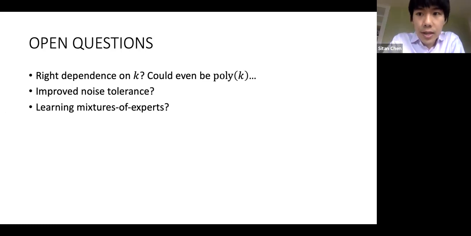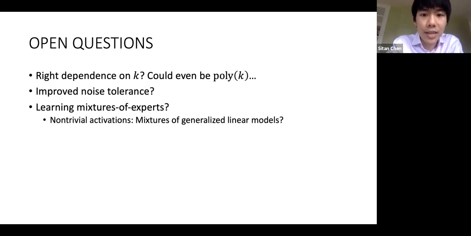More ambitiously, this is still part of this program of trying to understand learnability from mixtures of experts. So I think the two immediate steps following this work are as follows. One, we could try to understand more sophisticated classes of experts. You can imagine experts that aren't just a single linear model, but which have an additional activation, like a sigmoid. So this would correspond to a mixture of generalized linear models, and it would be very interesting to understand learnability for this family of mixtures.